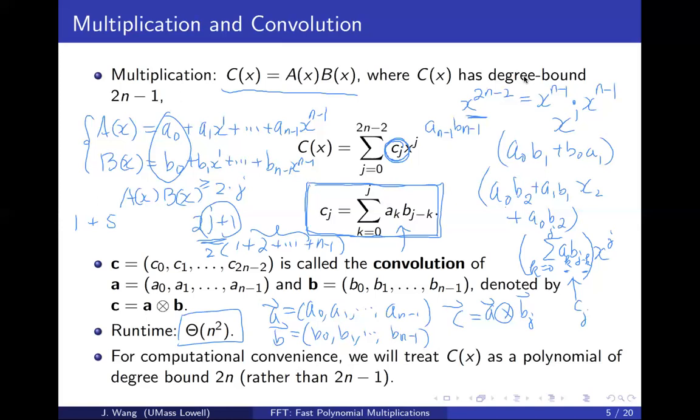So what we want to know here is, can we do better? Can we do better? That means, for instance, can we do linear operations or close to linear, right? So from now on, for computational convenience, we will treat Cx as a polynomial of degree bound 2n rather than 2n minus 1, because it's just an upper bound, right? So we can say it for convenience.